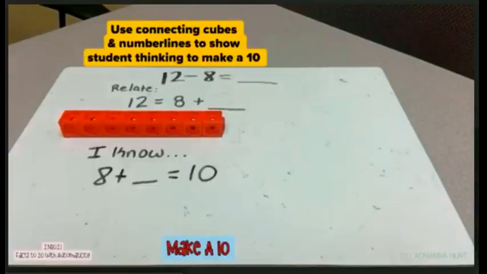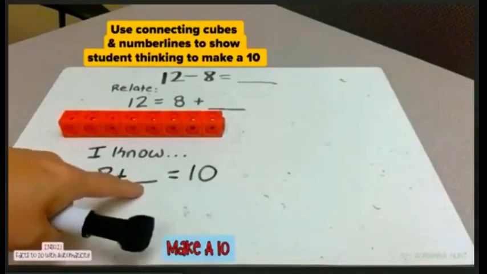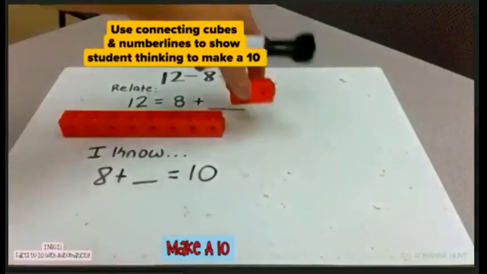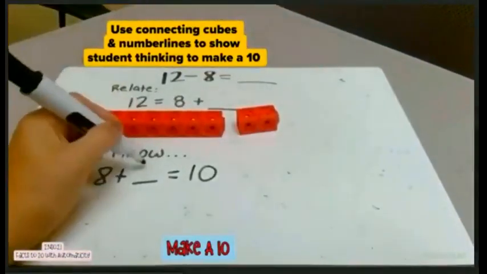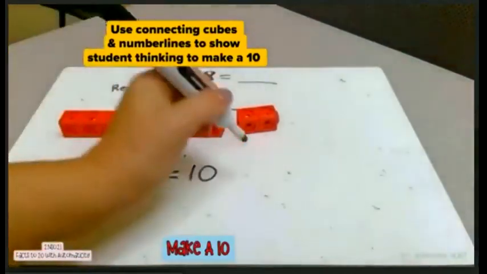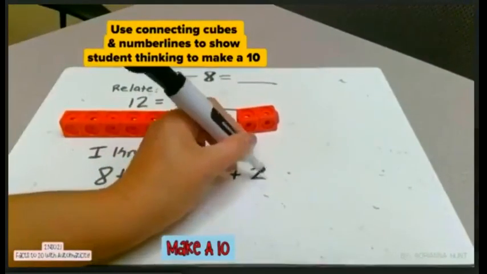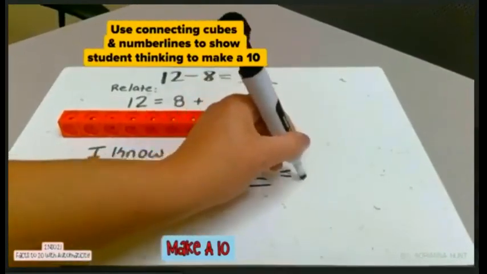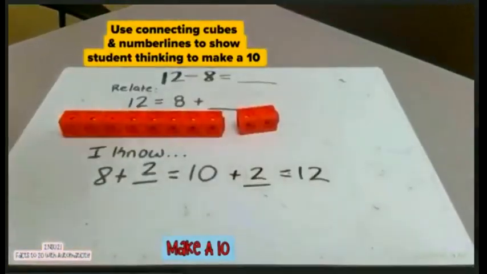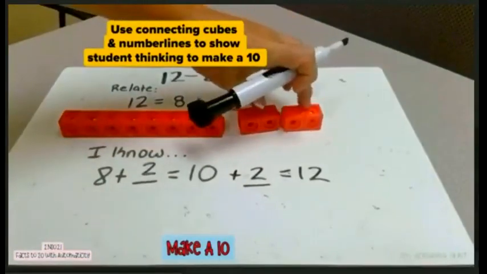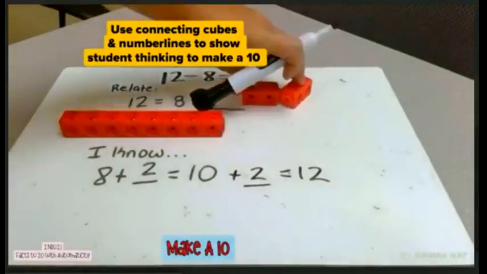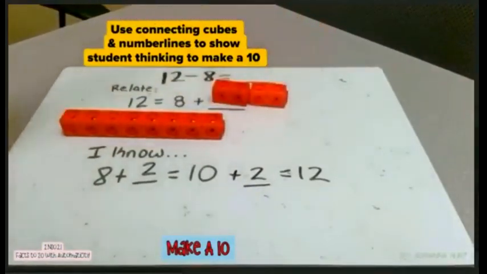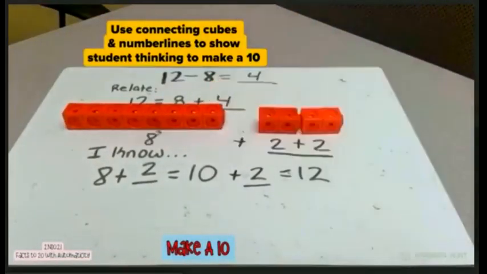Another strategy that students have learned is to make a 10. So if I'm doing subtraction, well, I know that 8 plus 2 more would make a 10, but I need to get to 12. So I need an additional 2 unit cubes. So in total, they should demonstrate that they would need 4 cubes. So 8 plus 4 would give them 12, as well as 12 take away 8 would leave them with 4.